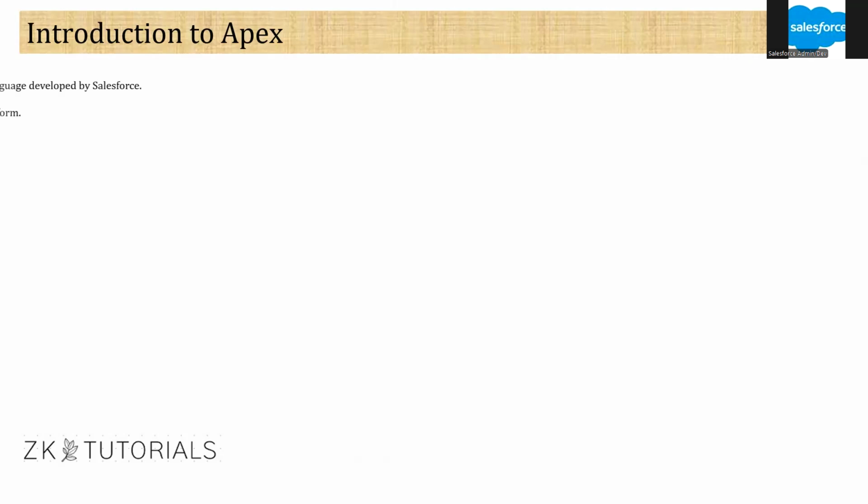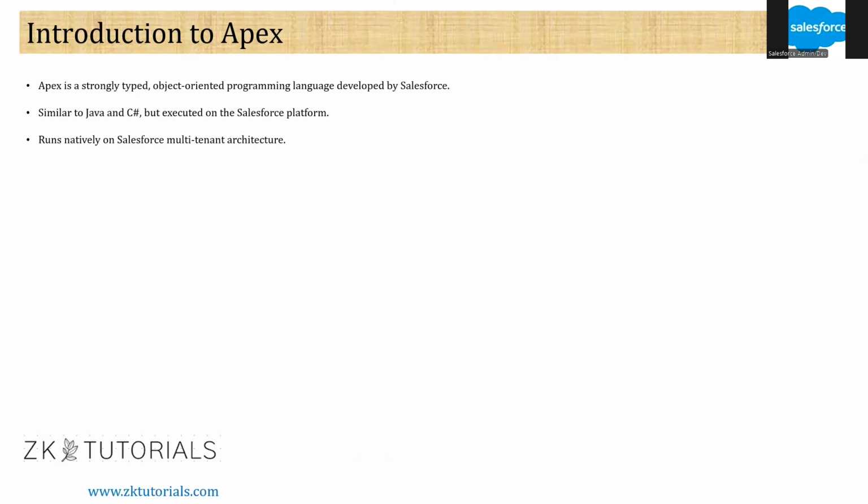So first, what is Apex? Apex is a strongly typed, object-oriented programming language developed by Salesforce. It's a programming language which is majorly for Salesforce only because Salesforce introduced it. But its structure, the way of writing code, is very similar to that of Java, and it follows object-oriented programming concepts as well. It's similar to Java and C#. It runs natively on Salesforce's multi-tenant architecture. That means when you run these commands, they can run only on Salesforce architecture and Salesforce infrastructure.